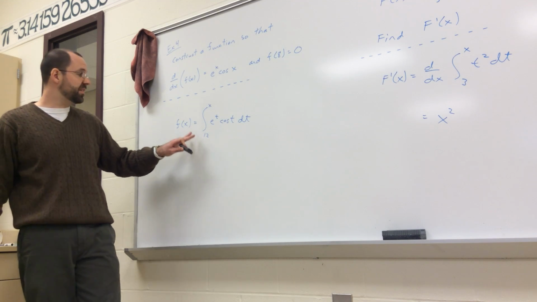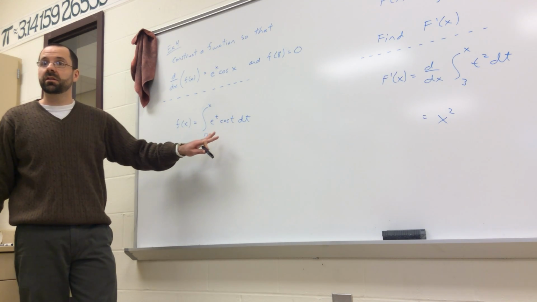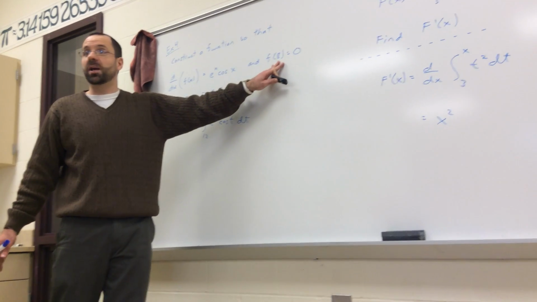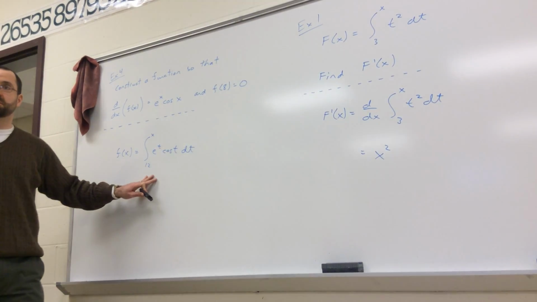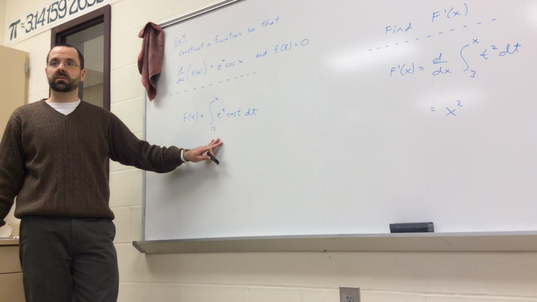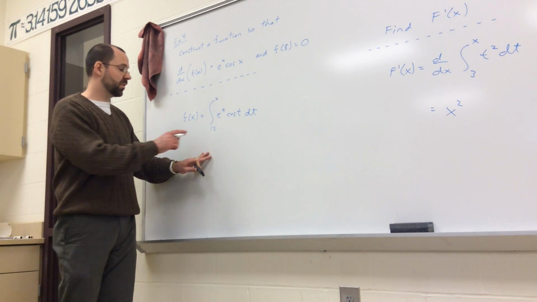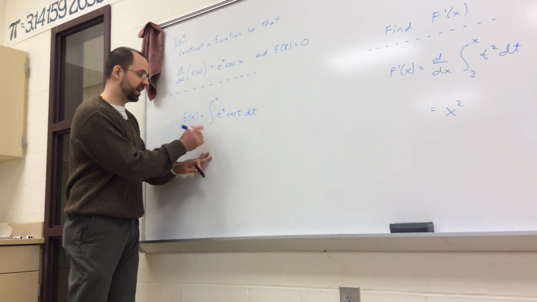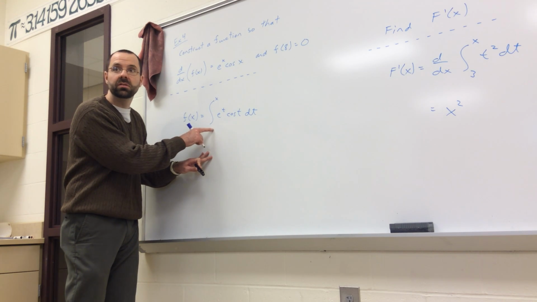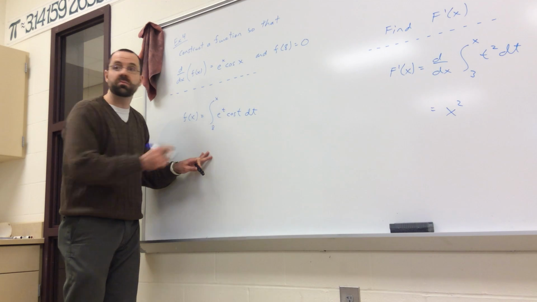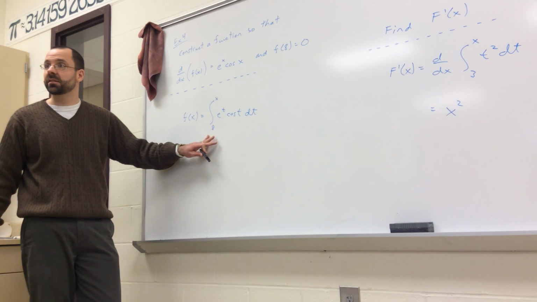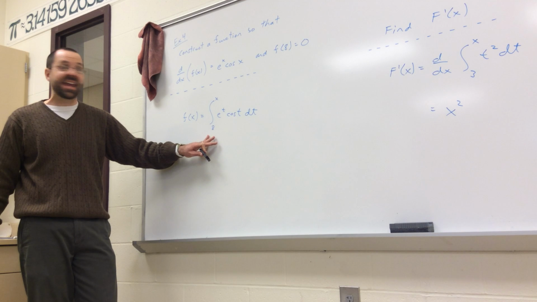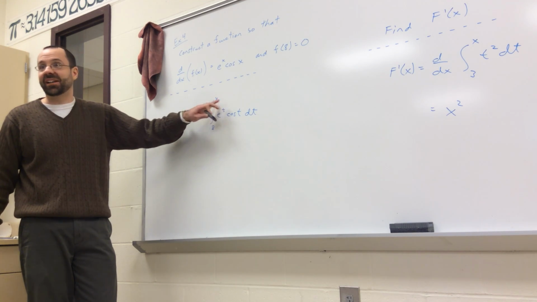So how could I make this function spit out 0 when I put in 8? What if I put an 8 here? I said this could be any number. Well, if it can be anything, why don't I make it 8? And then if I put 8 there, I get 0.